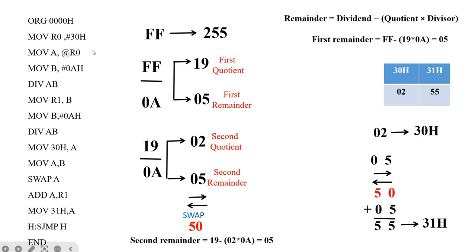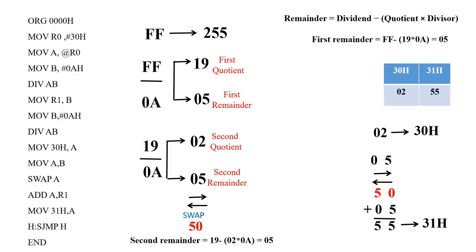Okay, so the decimal number after the conversion will be stored at 30h and 31h. Now the pointer is initialized by moving the value using immediate addressing, that is MOV R0, #30h. So now we are storing the number FF in 30h. This number FF has to be moved to the accumulator to perform the division. So the next instruction is MOV A, @R0.